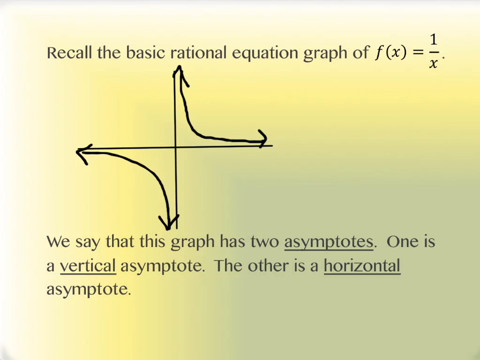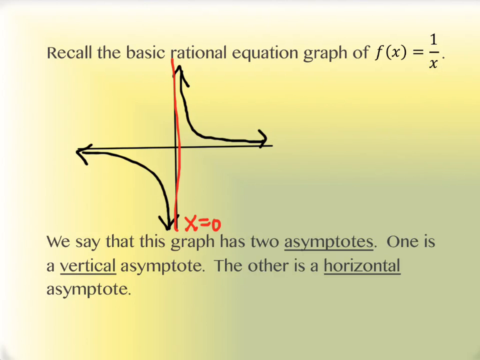We talk about this graph having 2 asymptotes. One's a vertical asymptote, the other's a horizontal asymptote. So the vertical asymptote, I'll draw it in, is right here along the y-axis, right? And that vertical asymptote has an equation. It's called x equals 0. Because everywhere along the y-axis, x is equal to 0.